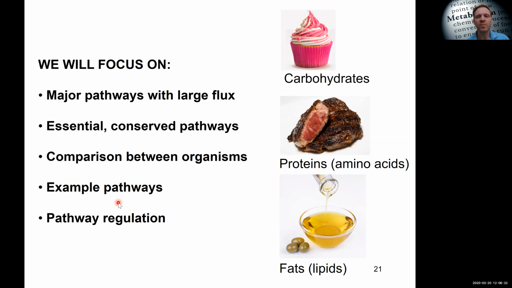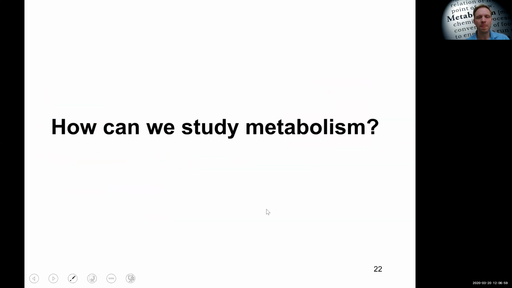Okay. And then some of the major metabolite classes that we want to look at this year are our sugars, the carbohydrates. We look at proteins and amino acids, and we look at our fats and lipids this quarter. So these are the big three as they relate to energy metabolism and many of the really critical functions in metabolism that we want to focus on. All right, so this will be our focus.